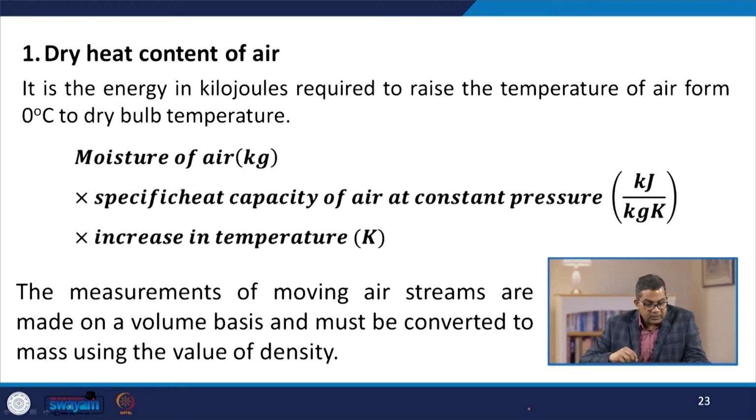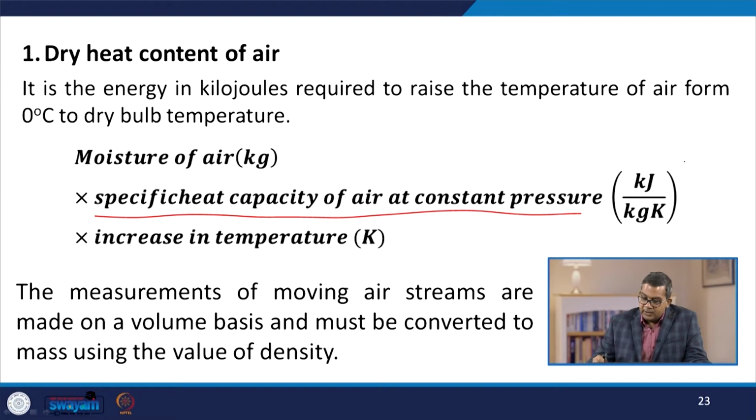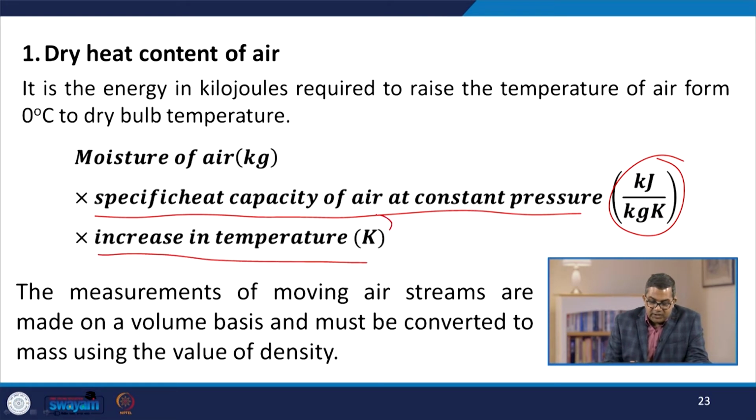Now let's talk about the dry heat content of the air. It is the energy in kilojoules required to raise the temperature of air from 0 degrees Celsius to the dry bulb temperature. Recall that we have already discussed the dry bulb temperature. It is the mass of air in kilograms times the specific heat capacity of the air at constant pressure, represented in kilojoule per kilogram Kelvin, times the increase in temperature in Kelvin. Now, the measurements of moving air streams are made on a volume basis and must be converted to mass using the value of density.